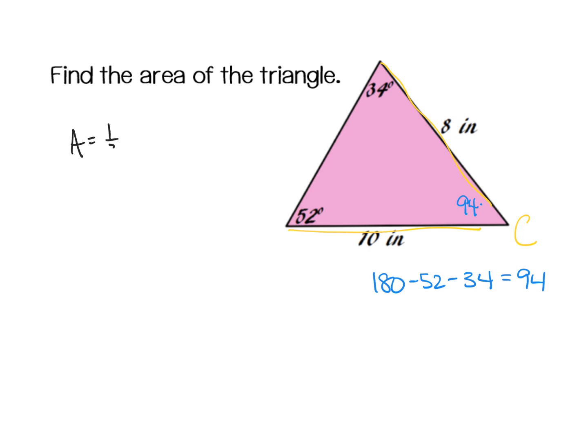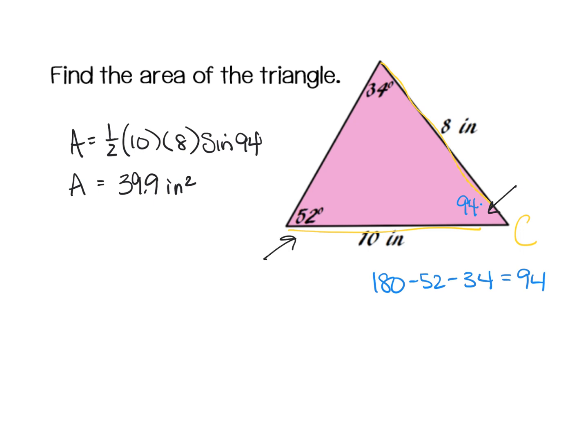So area equals 1/2. My A value is going to be 10. My B value is 8. Again, order doesn't matter there. Times the sine of 94. Okay, let's just go ahead and type that in. And I get 39.9 square inches. I specifically did this problem because you will have problems like this in your homework where you have to solve for this angle first. So just be on the lookout for that. Another reminder, make sure your calculator is in degree mode because we are dealing with degrees. Our angles are measured in degrees, not radians.